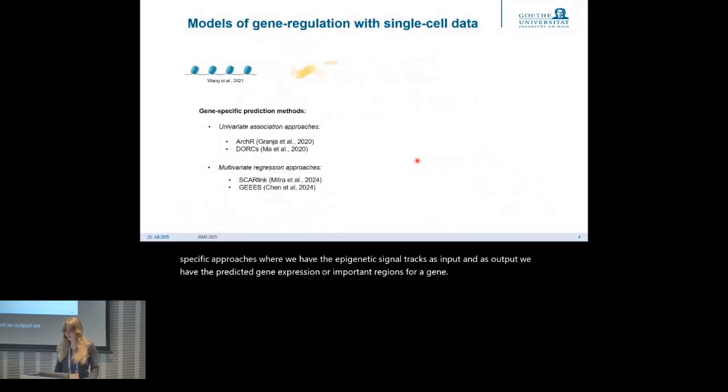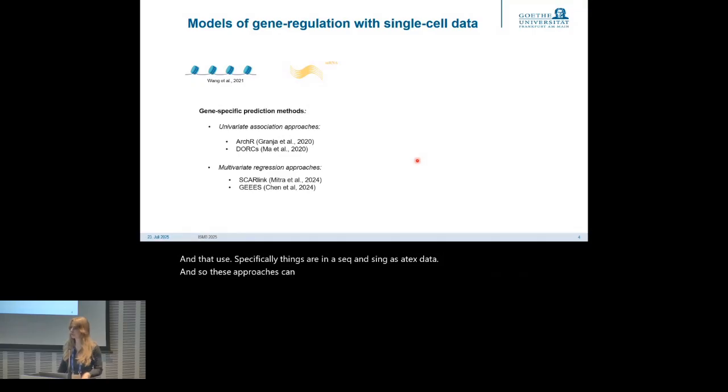So within this project, we chose to develop a gene-specific modeling approach, and also we want to use single-cell data. And here you can see some approaches that are gene-specific and that use specifically single-cell RNA-seq and single-cell ATAC-seq data. So these approaches can be subdivided into univariate approaches, where we have the individual modeling of peaks and genes.